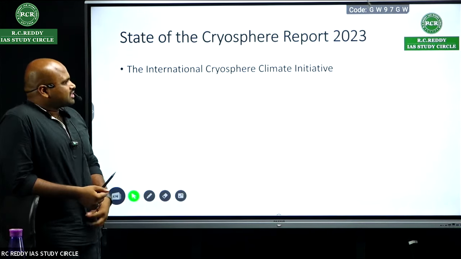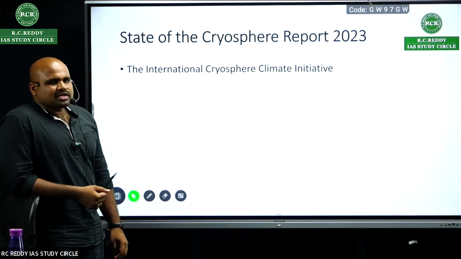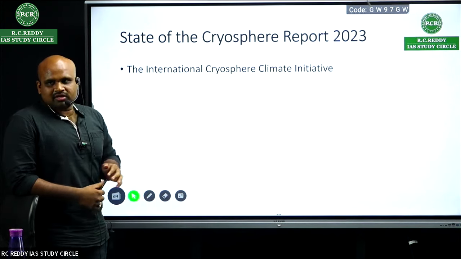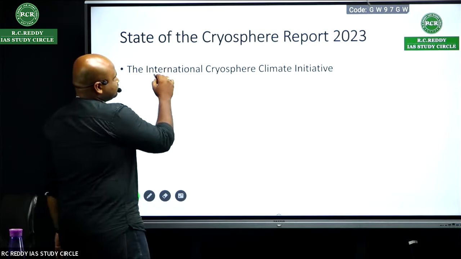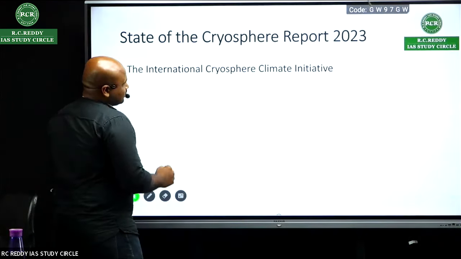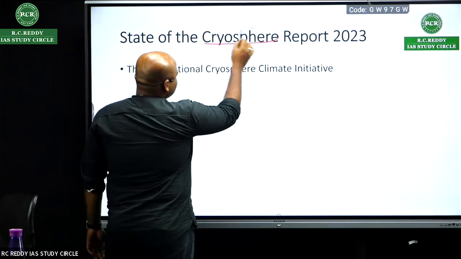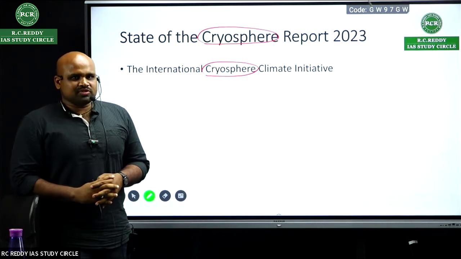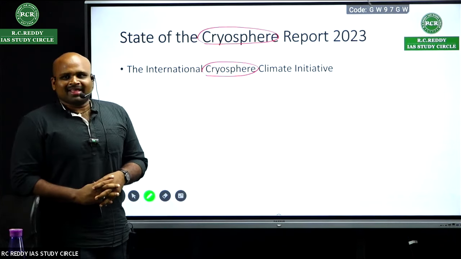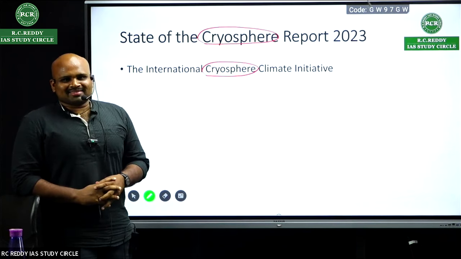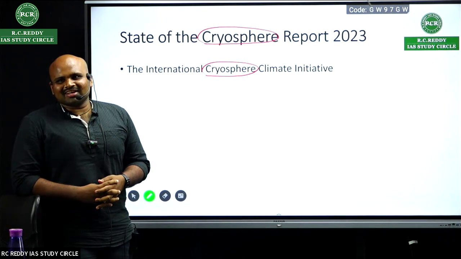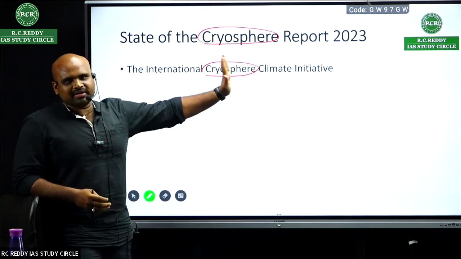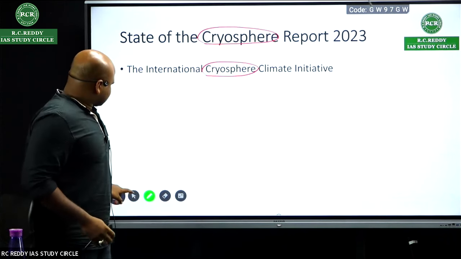State of the Cryosphere Report, it is given by whom? International Cryosphere Climate Initiative. Most of the times when we see this option at option A, first we will strike it. Why? Because the examiner is trying to play with me. Here it is cryosphere. He is playing with me. I will not be cheated. You can't cheat me. Finally, you are cheated. So in that context, please remember, the cryosphere report is given by the International Cryosphere Climate Initiative. Very good.